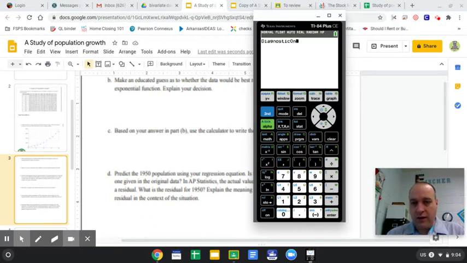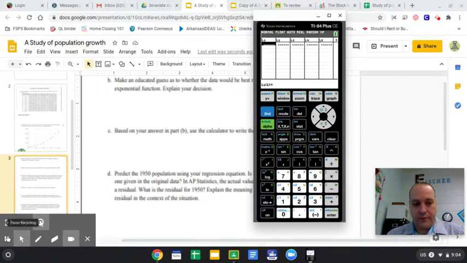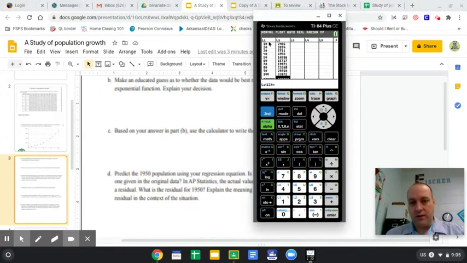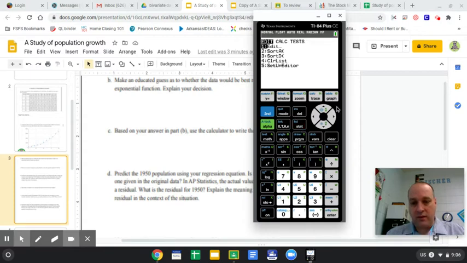So diagnostics on. And now we're ready to do stat, edit, and then I'm going to type in all the data. All right, once all the data is typed in, this is your X's and this is your Y. And again, this is my California data, and then this is going to be your list one on both states. But this is my California data right here. Then I go to stat, calc.